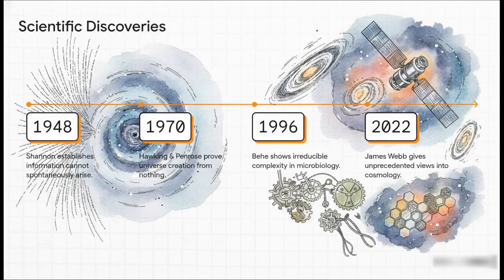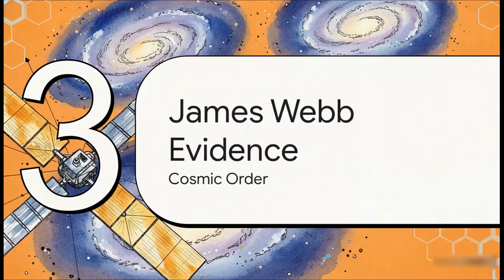Over the last century, science has essentially been beating a steady drum toward this exact idea of intentional design. Just look at the progression here. In 1948, Claude Shannon established that information doesn't just spontaneously arise from purely physical processes. By 1970, Hawking and Penrose proved the universe had a definitive beginning, creation from literally nothing. In 1996, Michael Behe demonstrated that microbiology contains irreducible complexity that chance simply cannot explain. And then in 2022, the James Webb Space Telescope opened up unprecedented views into early cosmology. Which perfectly sets up Section 3, the James Webb evidence, order at the beginning of time.